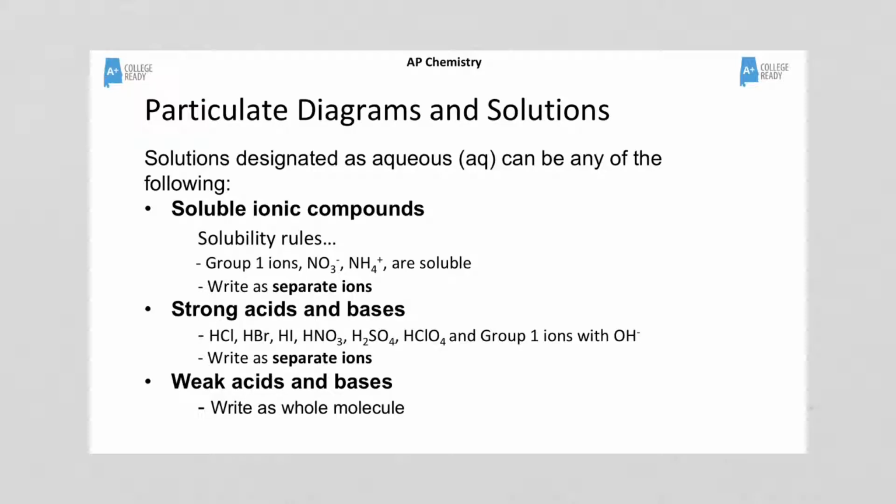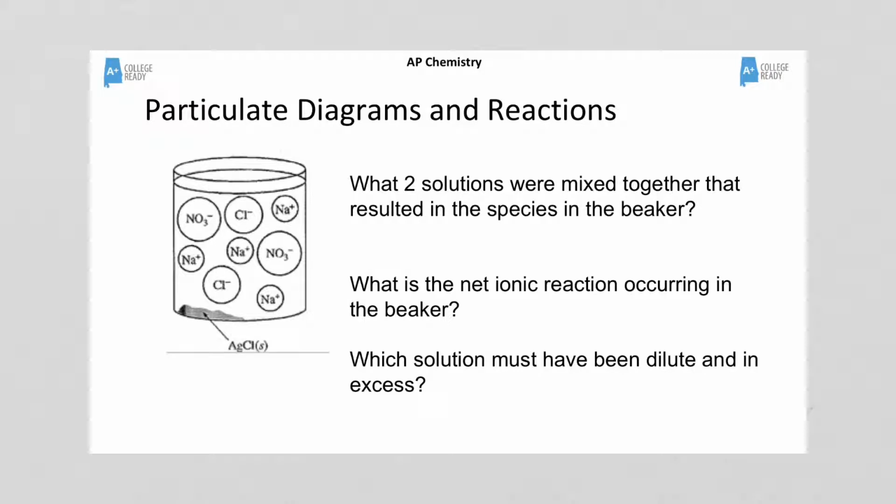Again, those are completely dissociated in solution. They're strong electrolytes. We would write those as separate ions as well. It's when we have weak acids and bases where we write the whole molecule, or you would have to recognize it as written as the whole molecule in solution. So here's a picture. What 2 solutions were mixed together that resulted in the species in the beaker? So it's kind of working backwards. This was actually an answer to a multiple choice question where they told you in words a reaction. I was just trying to think of how this could be asked differently.